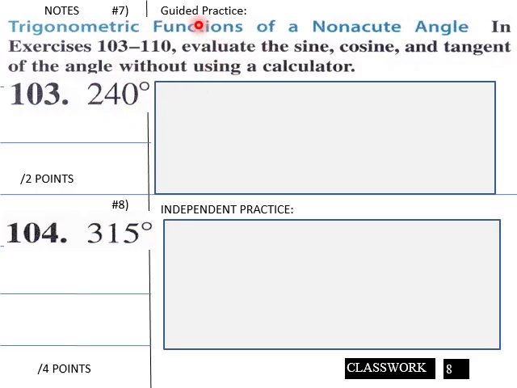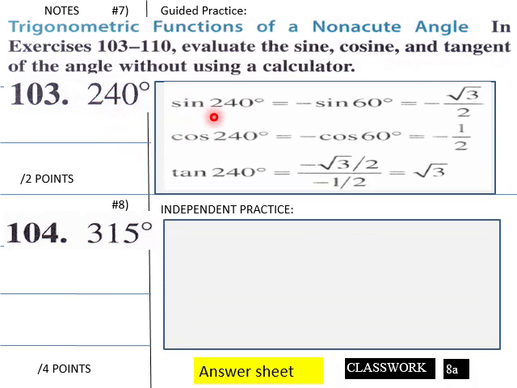Okay, getting into our first guided practice here. Number 7, this would be for 4.4. Evaluate the sine, cosine, and tangent of the angle without using a calculator. So we've got these angle amounts here, and we're going to use reference angles to evaluate each one of these angles. For this first one, 240, sine 240 would be the same thing as negative sine 60 on a unit circle.